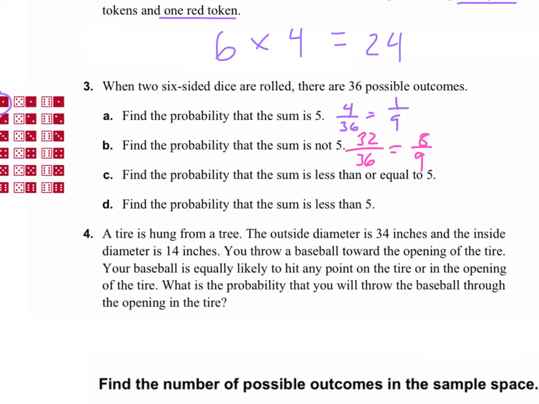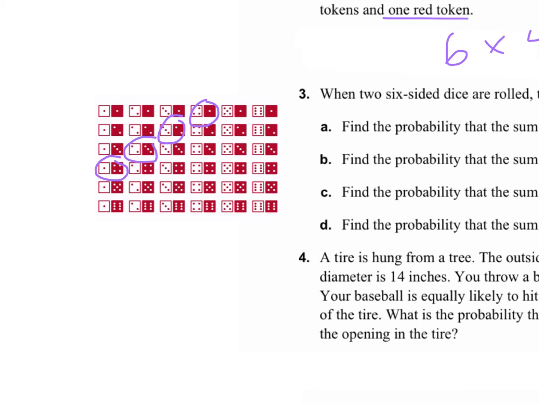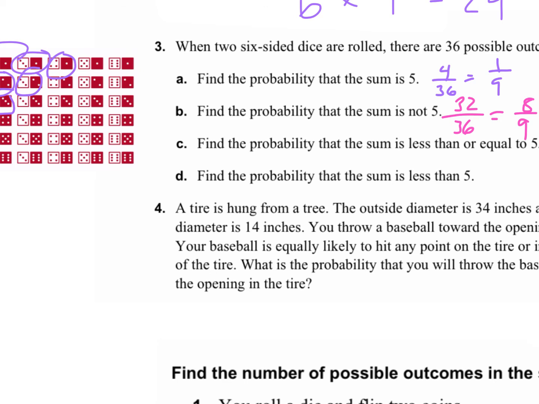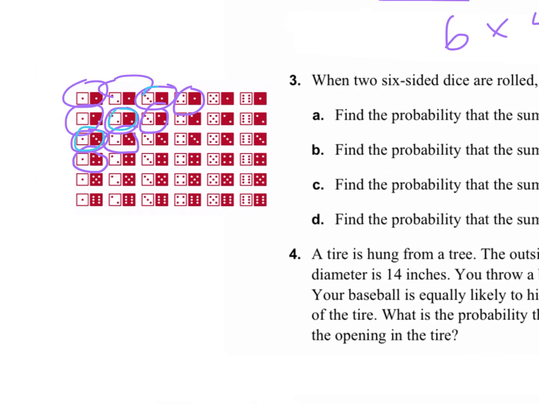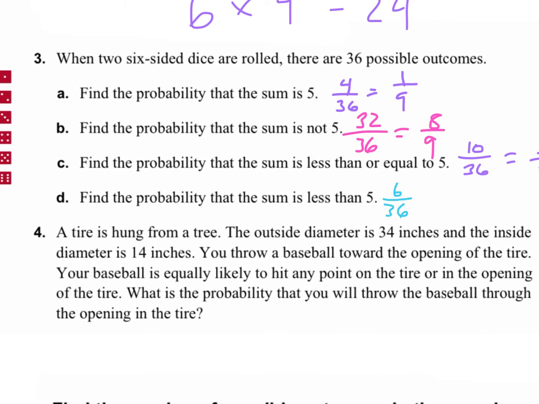Find the probability that the sum is less than or equal to 5. So these are all the ones that are equal to 5. Less than would be these as well. So we have 1, 2, 3, 4, 5, 6, 7, 8, 9, 10. 10 out of 36, which simplifies to 5 over 18. Find the probability that the sum is less than 5. So that would be 1, 2, 3, 4, 5, 6. 6 out of 36, which is 1 over 6.